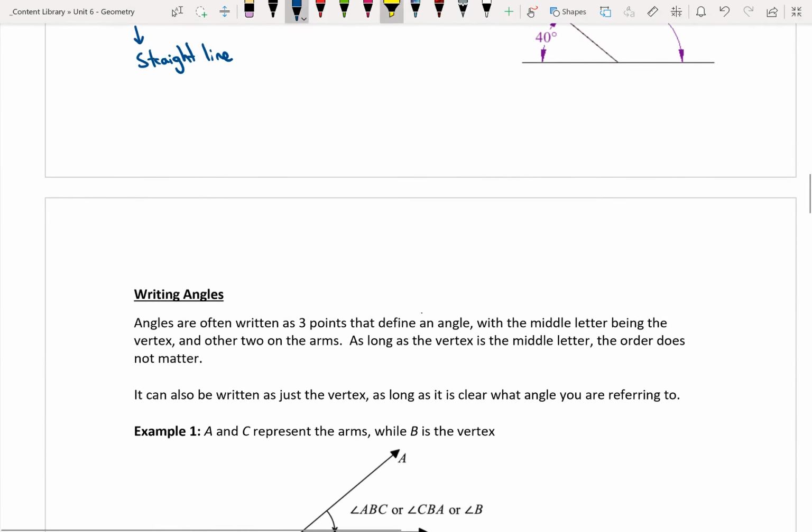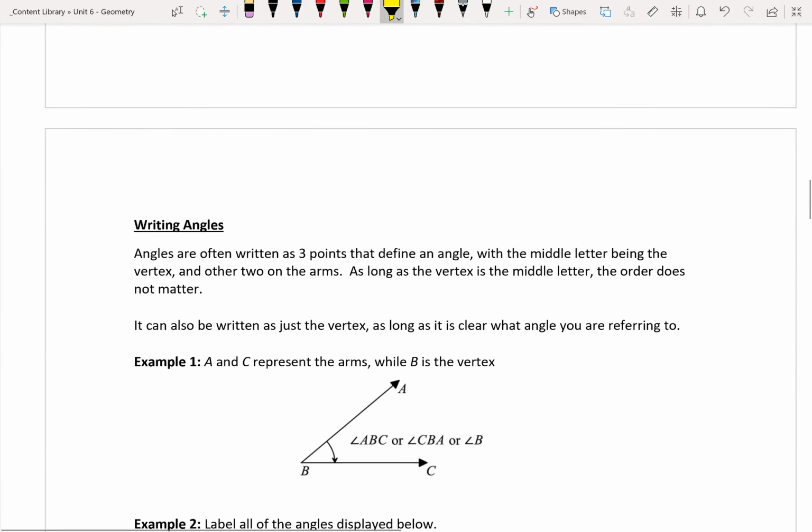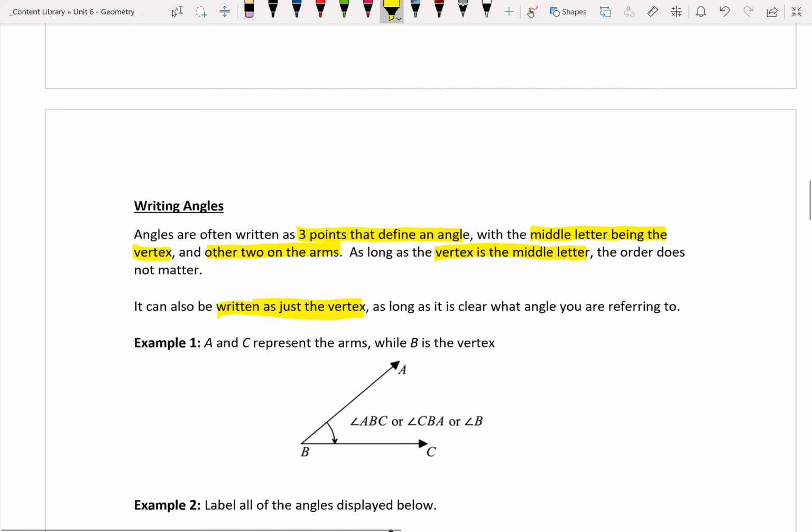When writing angles, they're often written using 3 points to define an angle, with the middle letter being the vertex, and the other two on the arms. Basically, as long as your vertex is your middle letter, the order does not matter. It can also be written as just the vertex, as long as it's clear what angle you're referring to.